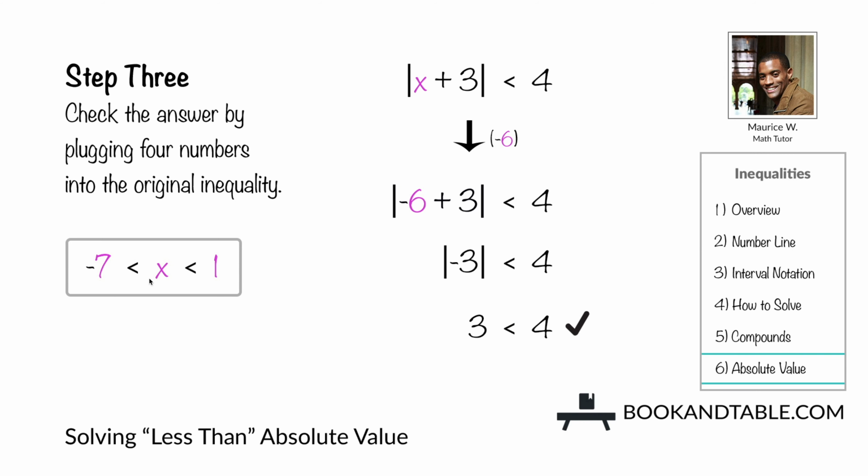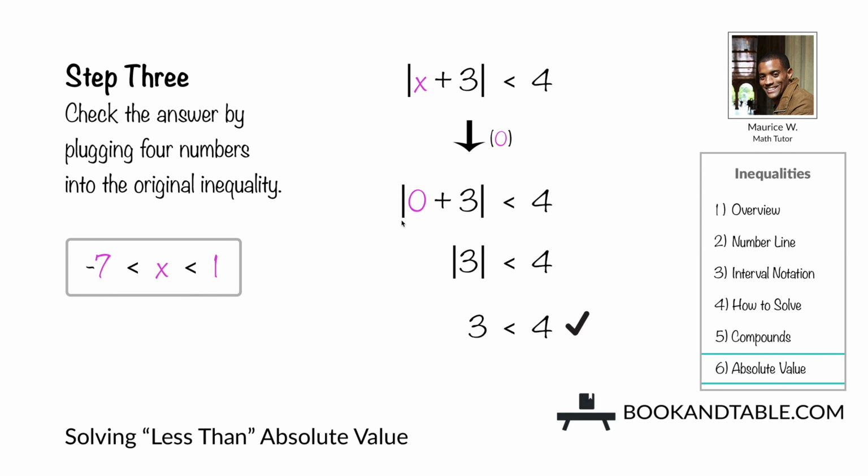So then we test -6, which would be on the inside here, so that should work. -6 plus 3 is -3. The absolute value of -3 is 3, giving us a true statement, 3 is less than 4. So the left end of this inequality is correct. And now we want to test the right end.